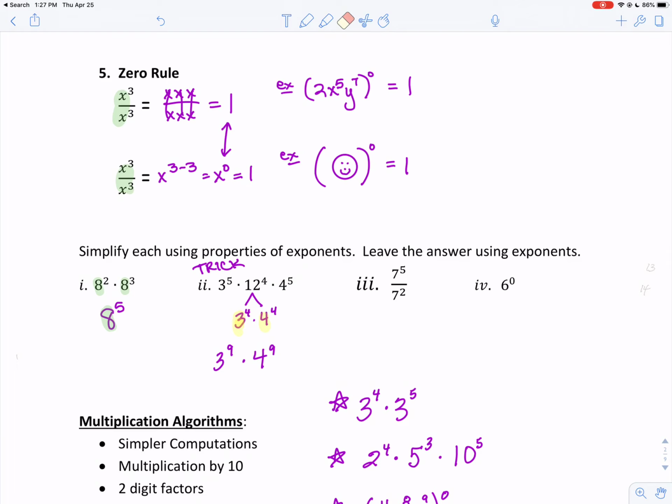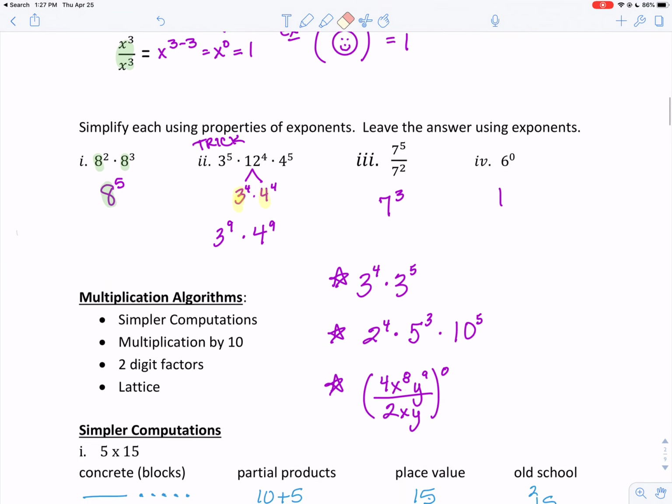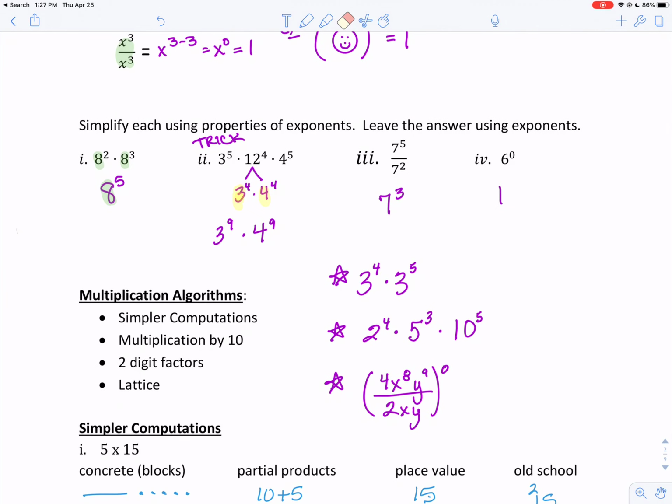7 to the fifth divided by 7 to the second. Remember, we're just going to subtract those, so we'll get 7 to the third, and then the last one, anything to the 0 power, is just 1. So I'd like you to do these three to hand in to class.